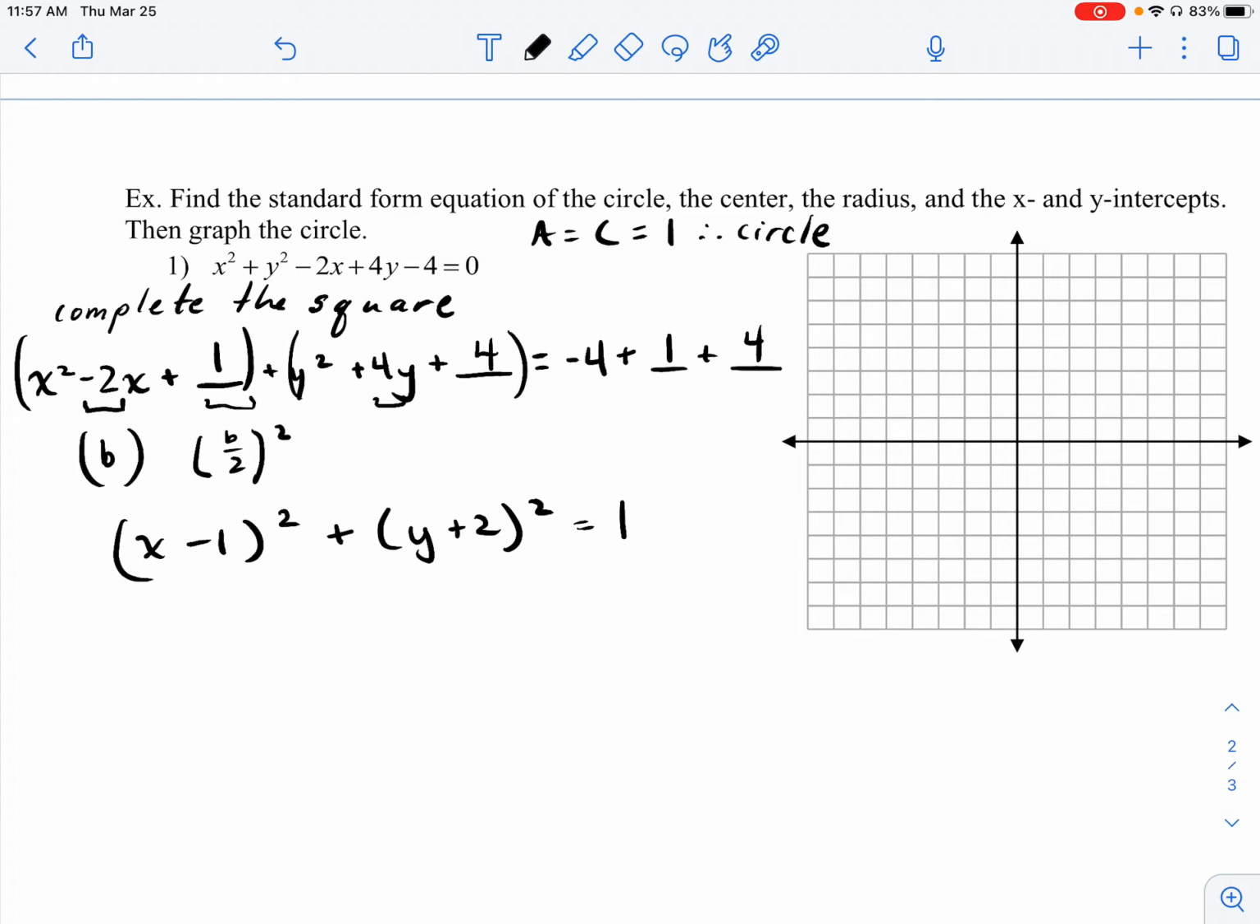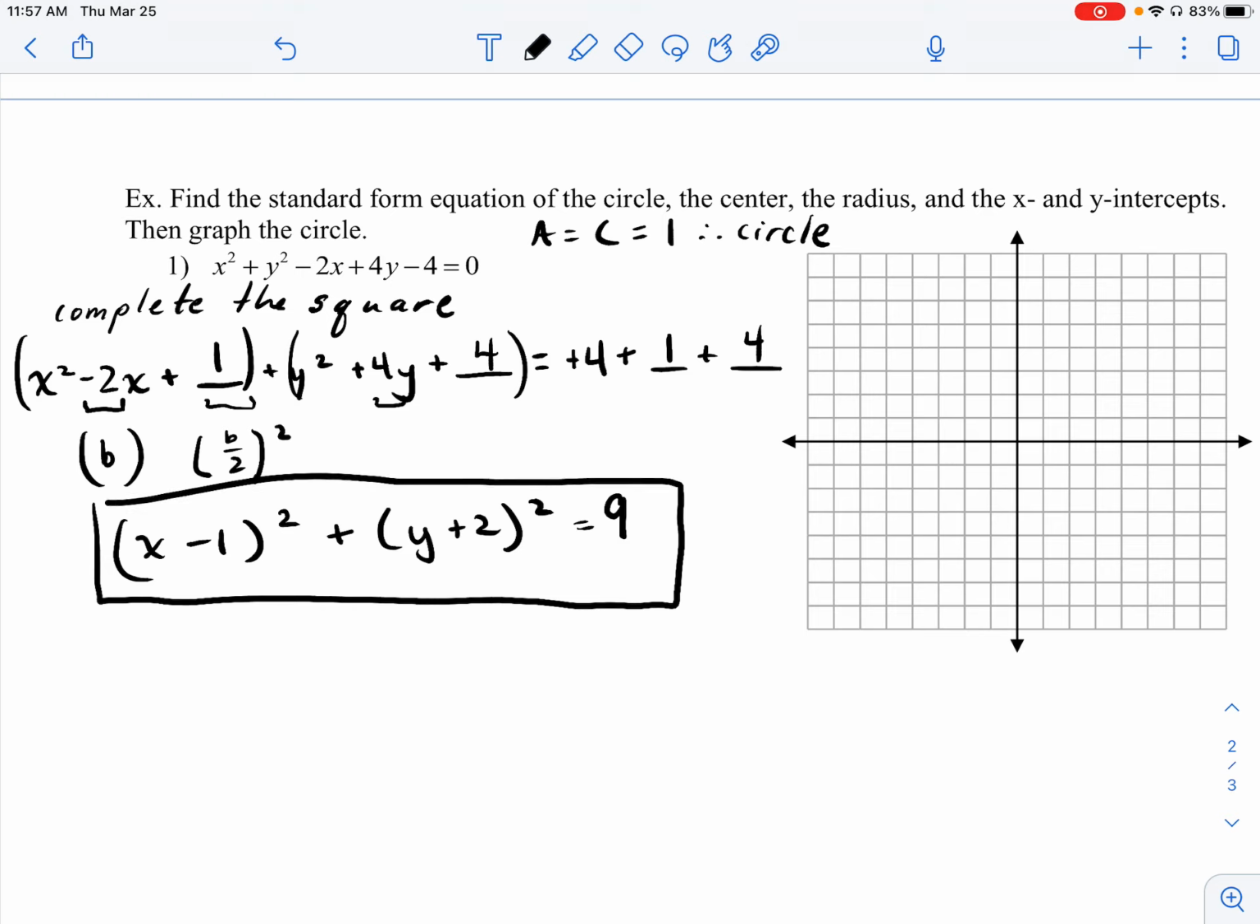And, oh, I actually made a mistake there. When I moved that -4 over, I should have added that as +4. I apologize. So that should have been +4 because I'm adding 4 to both sides to move it over there. And that actually then would give me 9. So this here is my standard form of my equation.